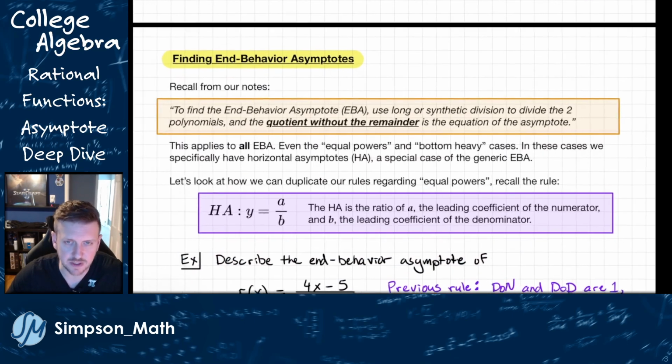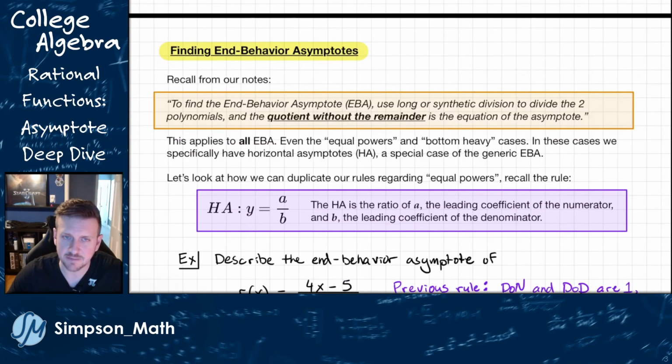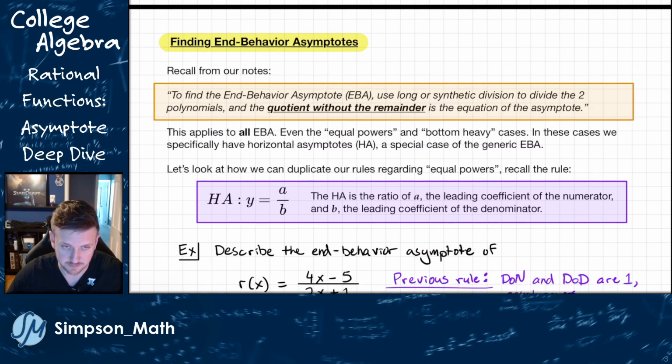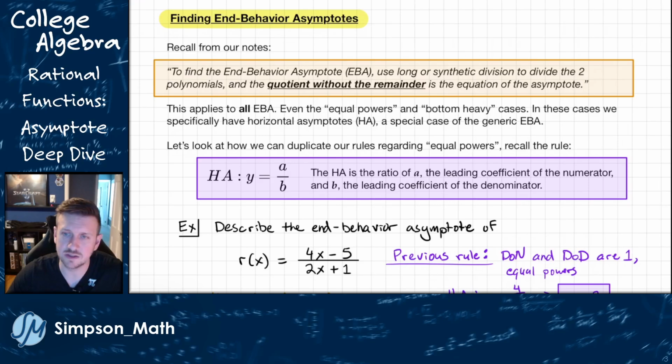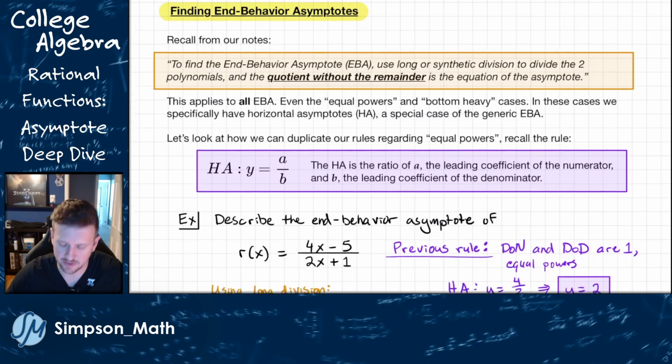So let me remind you of what we talked about at the beginning of the video, that to find end-behavior asymptotes, we use long division to divide the two polynomials, and the quotient without the remainder is the equation of the asymptote. This is true for when it's top-heavy, bottom-heavy, or equal powers. So this is true for all of our end-behavior asymptotes. So let's first look at our equal powers and our bottom-heavy situations, and let's apply both rules. Let's apply the old rule for bottom-heavy or equal powers, and then let's also do the long division and see how that works.